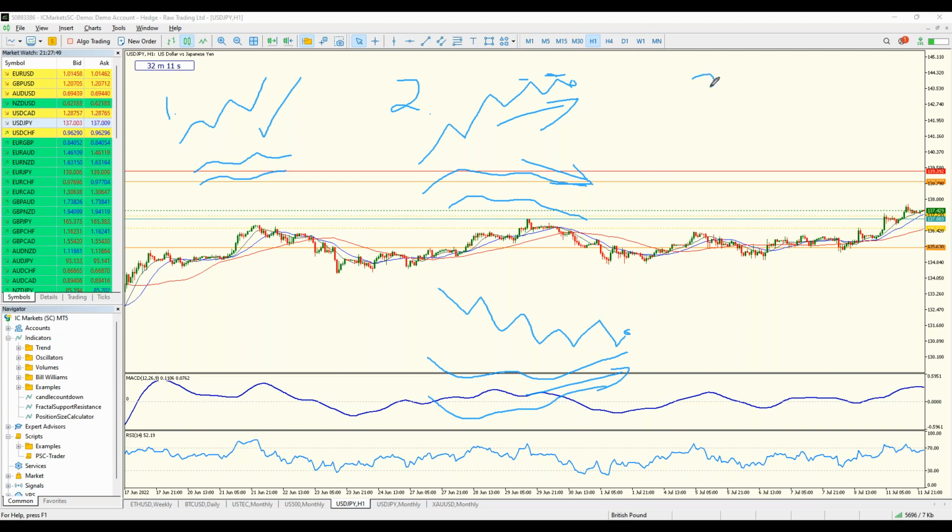Number 3 is maybe don't take the trade. The risk is higher. The market is running out of steam. Consider not taking the trade or consider reducing the risk. Those are your options.